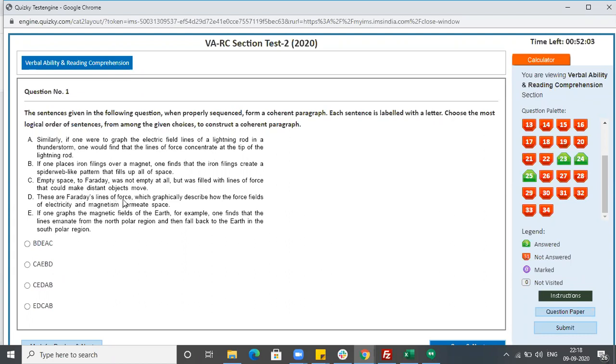What are Faraday's lines of forces? Right. What are Faraday's lines of forces, which graphically describe how the force fields of electricity and magnetism permeate space? Okay, now I've got some hint. These, what is these? Let me find that out. These are Faraday's lines of forces.